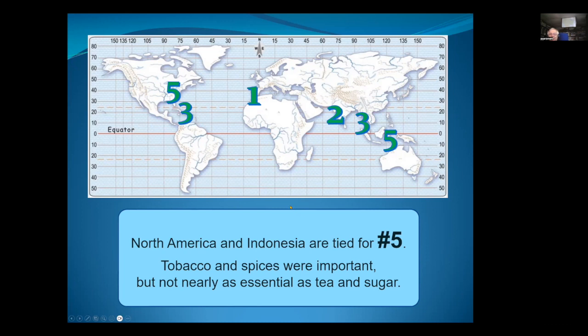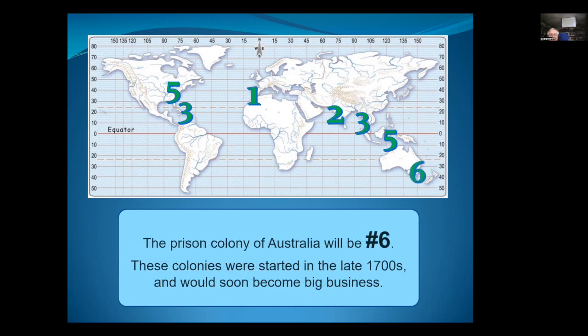But if you look at the British priorities, North America just was not up on that list very high. In fact, the only thing that was lower was Australia. And they were starting to build their prison colonies out there. Now, partly because North America wasn't a good place for them to send their prisoners, but they had been doing that.